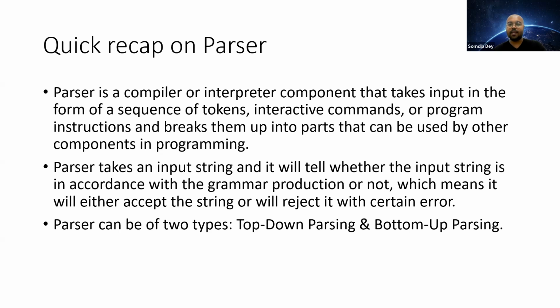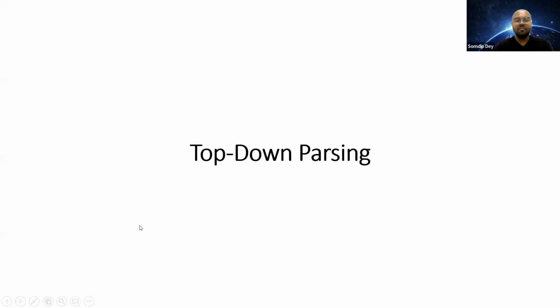But if you can recall from the previous lecture, top-down parsing is more about expansion of the production rules, whereas bottom-up parsing can be thought of more as compression of the rules to reach the final production rule. Okay, so first we are going to look into top-down parsing itself.